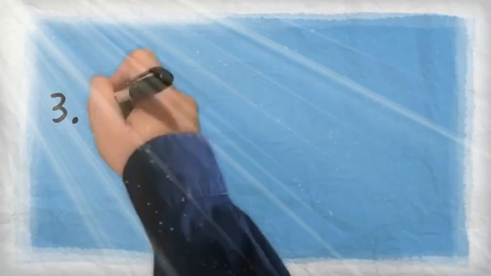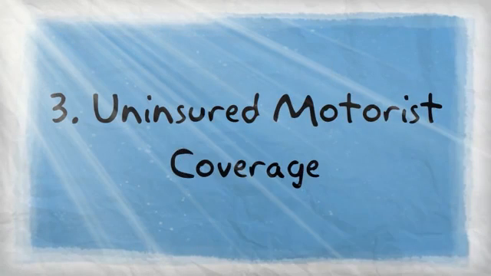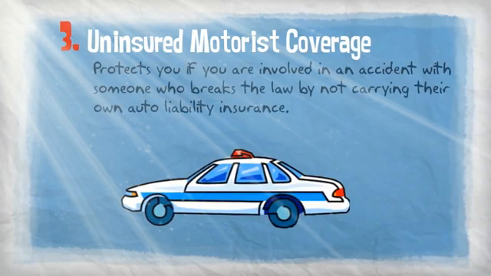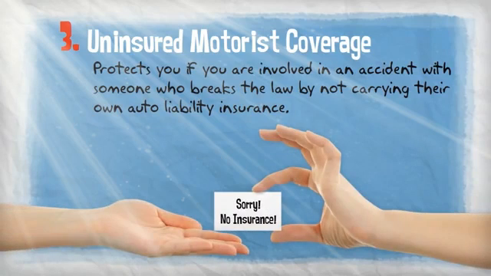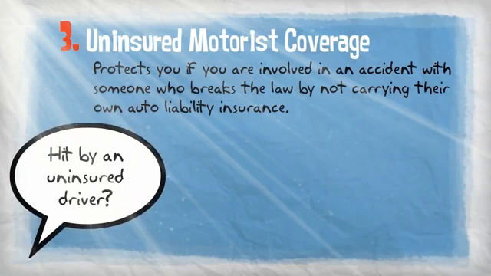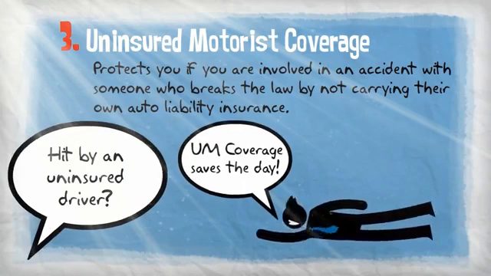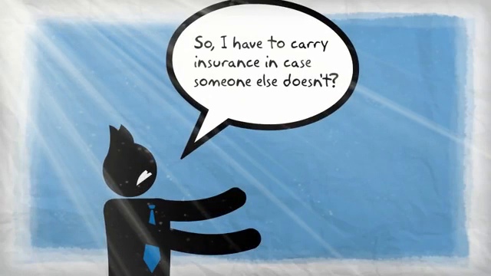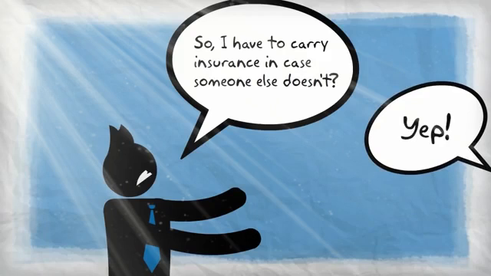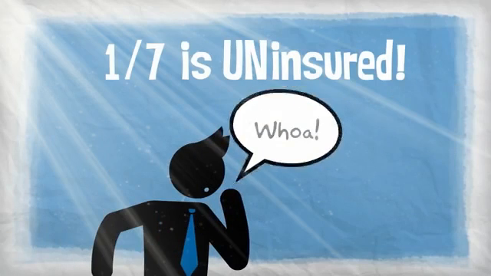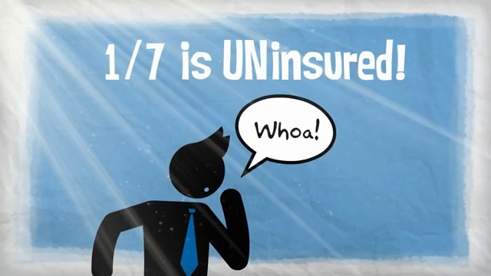The third part of personal auto insurance is uninsured motorist coverage, or UM coverage. UM coverage protects you if you're involved in an accident with someone who breaks the law by not carrying their own auto liability insurance. It does this by helping pay for any medical expenses you incur as a result of getting hit by an uninsured driver. And although it may not sound fair, these types of accidents do happen. According to statistics, nearly 1 in 7 drivers on the road is uninsured, which makes protecting yourself an absolute necessity.